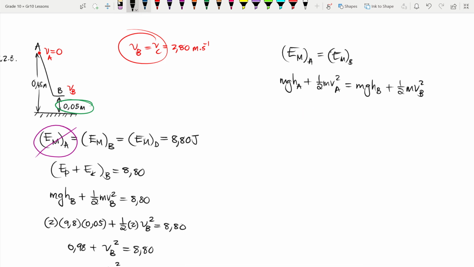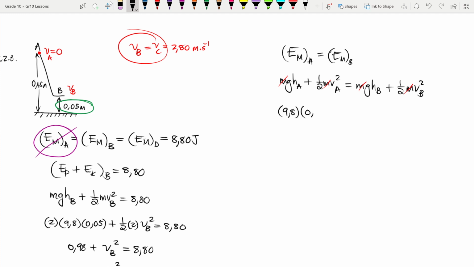Then I can just go ahead and substitute everything. The first thing I would want to do is just to cancel the m because it's recurring in each of these equations. But you don't have to cancel it because they'll always give you the mass. I think it's only in grade 12 where they don't actually give you the mass.